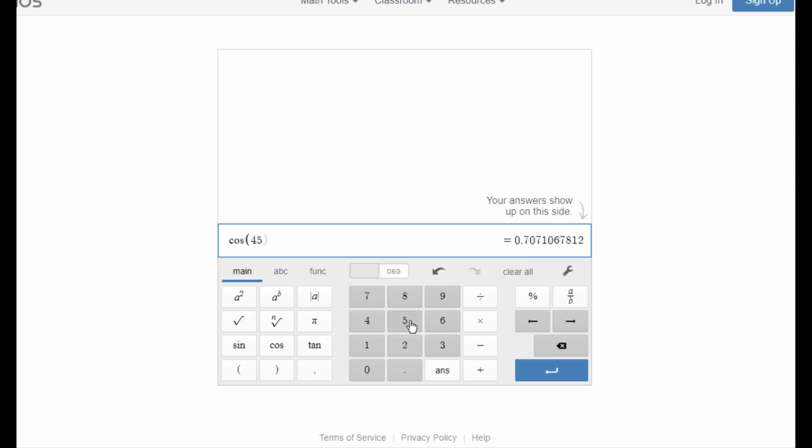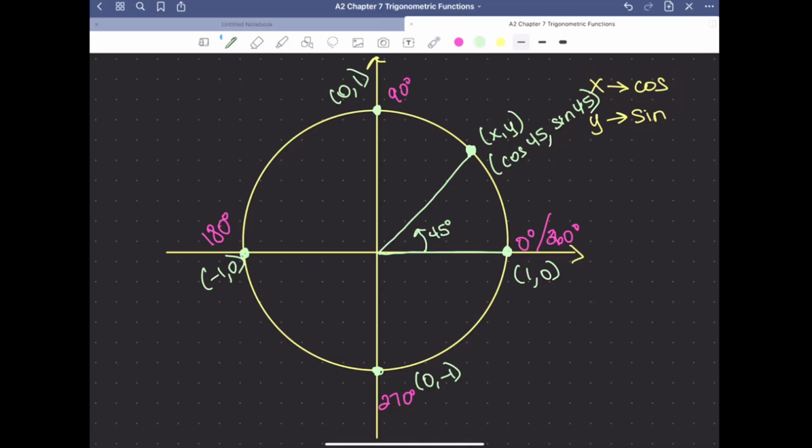45, right? And I'm just going to round it to 0.71. And then to figure out my Y value, what was it? Sine of 45. And I get the same value. That's kind of cute, right? So we're going to say that our X value was 0.71 and our Y value was 0.71.